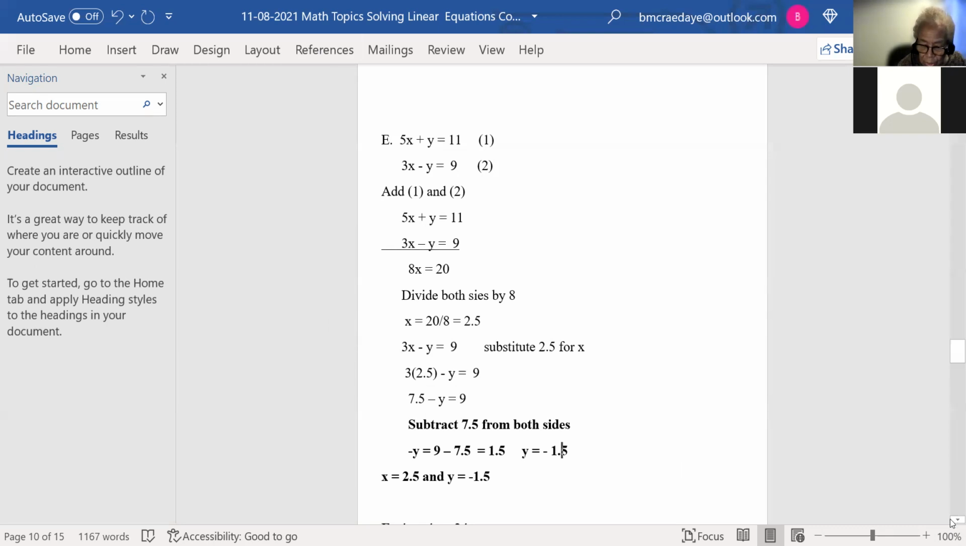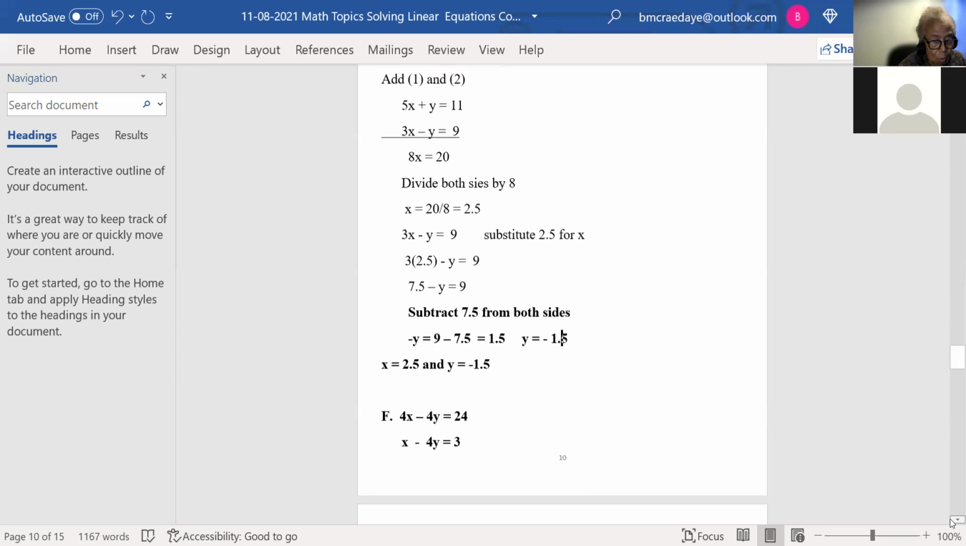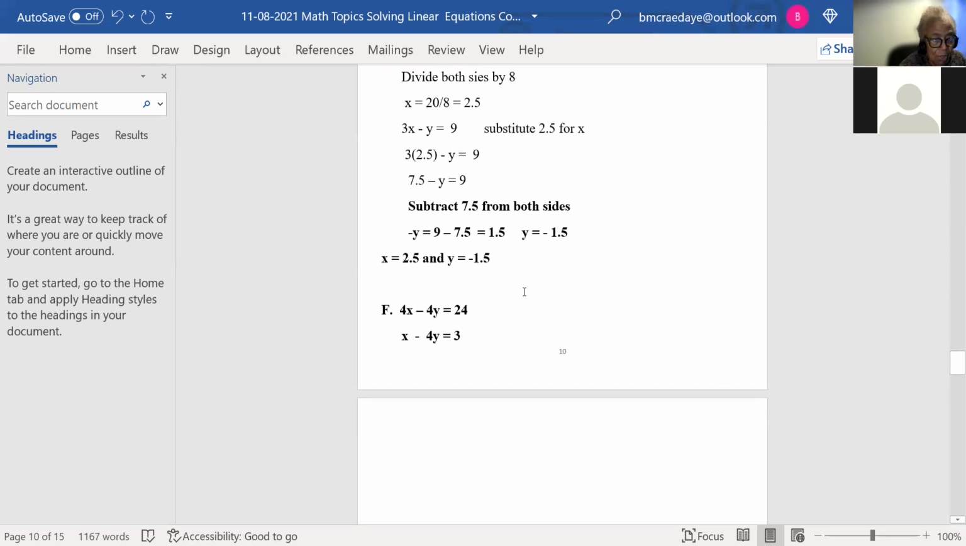All right, Maureen, I think we have one more. Let's see if you can solve that one. Now you've got something in common there: 4y and 4y. That's right. So you can subtract them. Do a subtraction and tell me what you get.